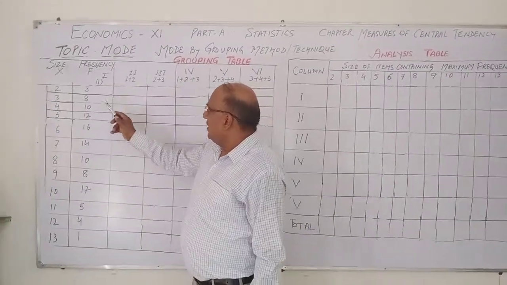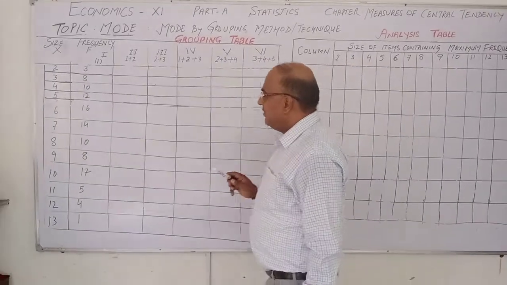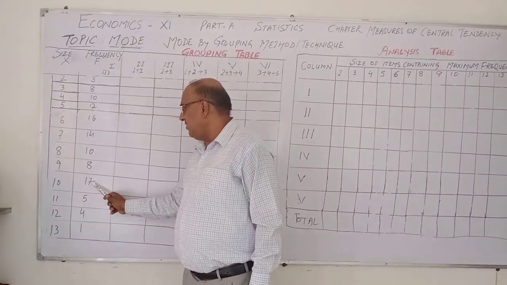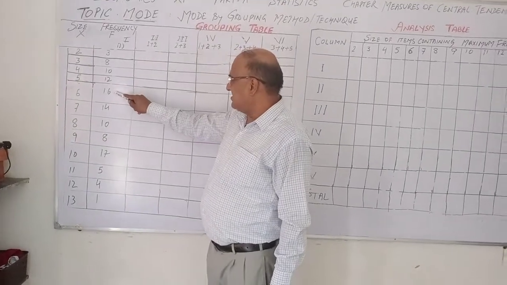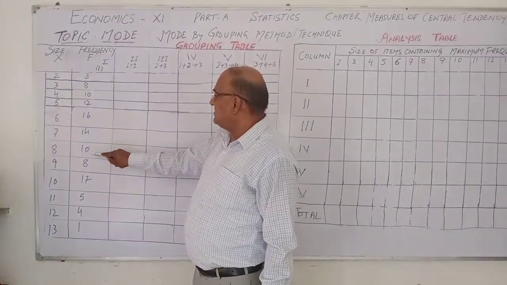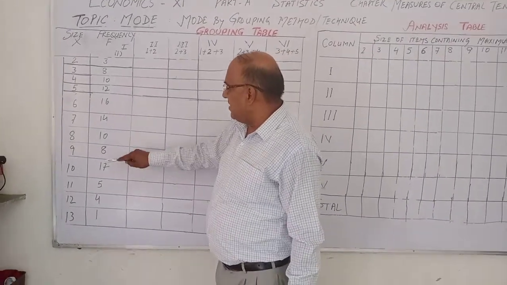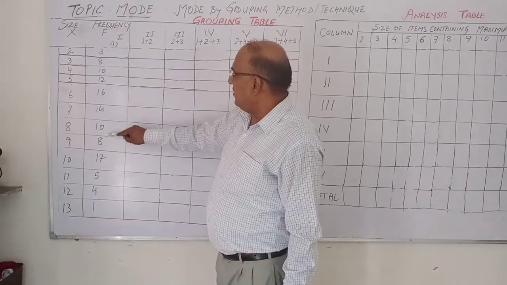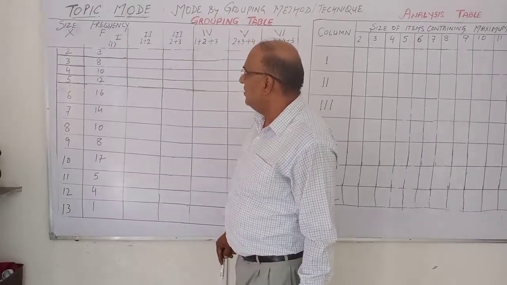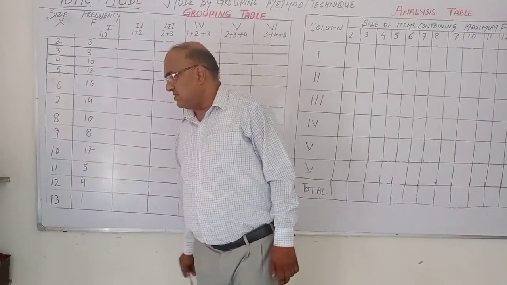So here the question arises, why do we have to use the grouping table? Because the highest frequency is 17, we can write that mode is 10, but the nearest value is 16 frequency and somewhere it is repeating. So the nearest value is this, so we cannot say that this is the mode, because the adjoining value is powerful. So maybe mode is this, or maybe mode is this.